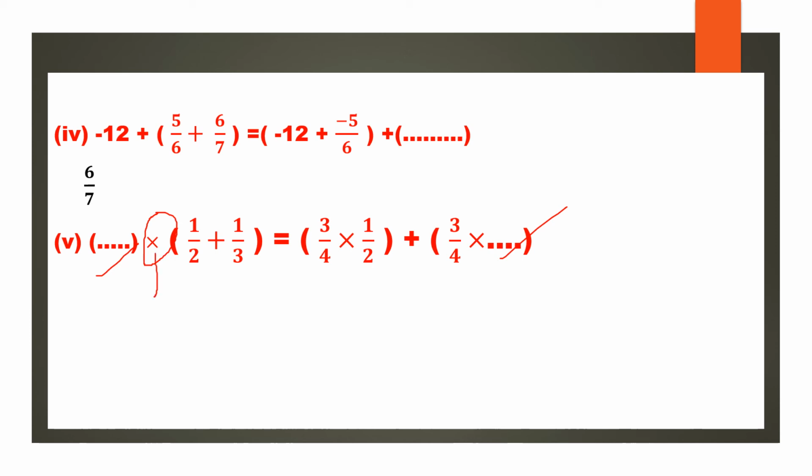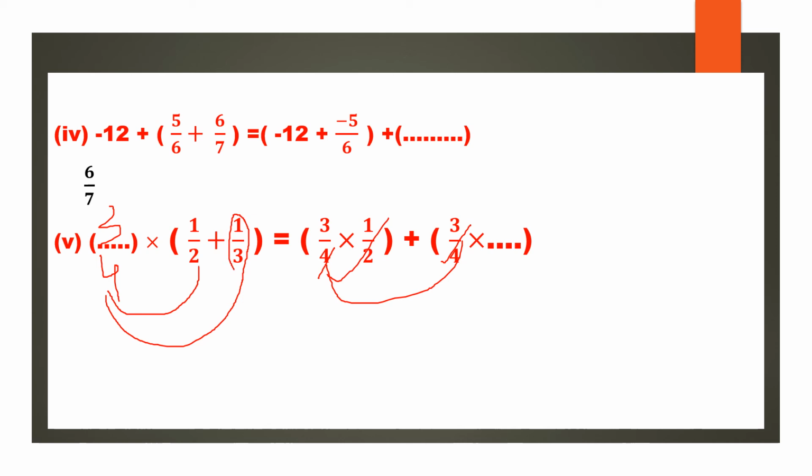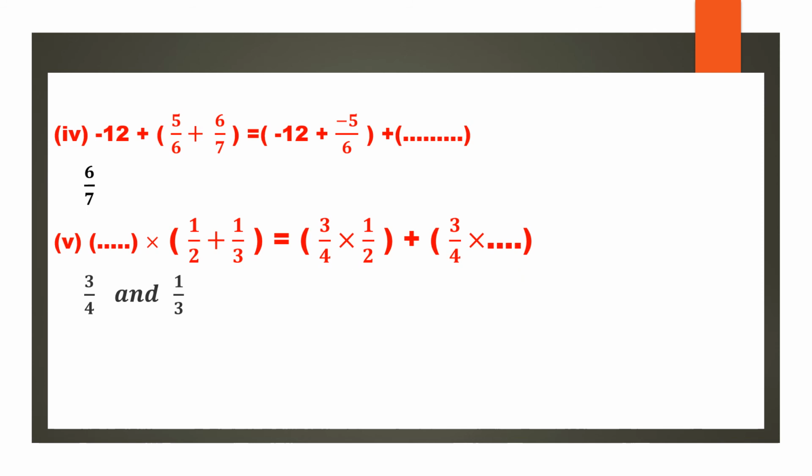Whenever a bracket is before the into symbol like this, then it is distributive, right? Here 3 by 4, 3 by 4 both are common. Means 3 by 4 is distributed. When 3 by 4, 3 by 4 are distributed here, 3 by 4 should be filled in this blank. He distributed 3 by 4 to this 1 by 2. Next he distributed this 3 by 4 to 1 by 3. So I should fill this blank as 1 by 3. So your answer will be 3 by 4 and 1 by 3. Okay, let us go to the next question.